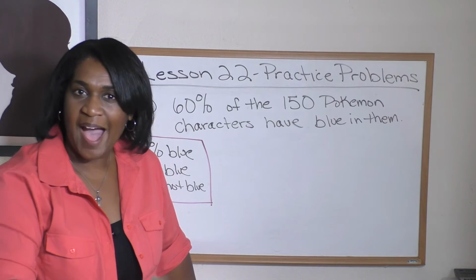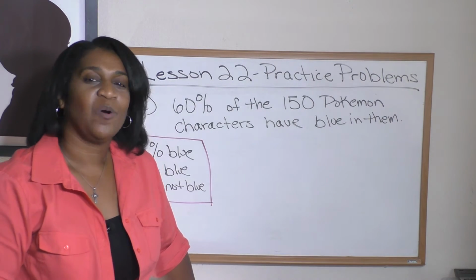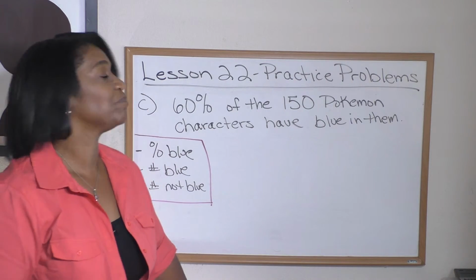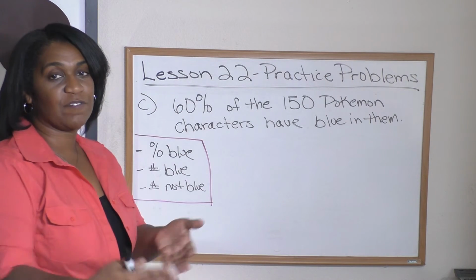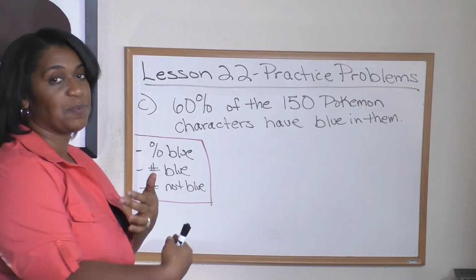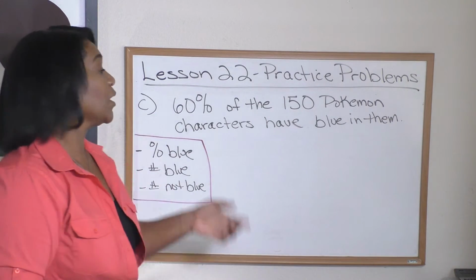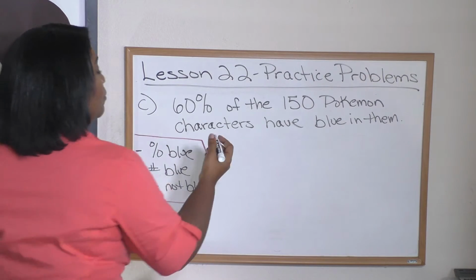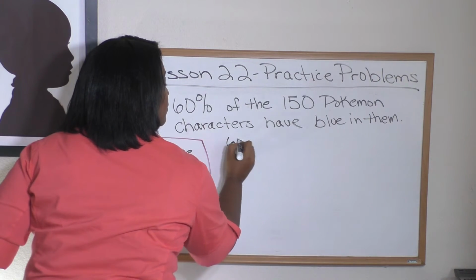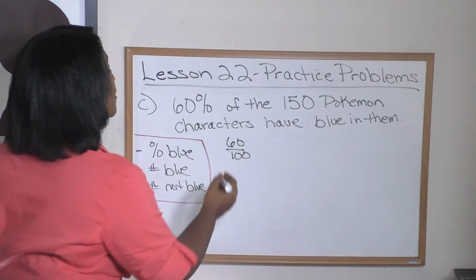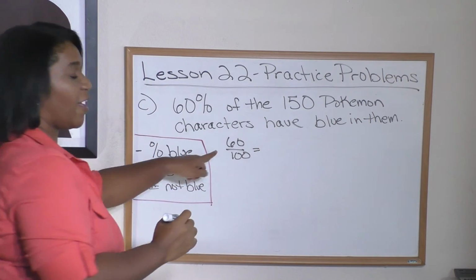Welcome back. How was it working on your problem? Well, let's take a look. I'm going to do the problem and let's have you check your answer. 60% of the 150 Pokemon characters have blue in them. So our first question is, what percent have blue in them? Remember, we take our 60, we put it over 100. Now, do we leave it like that? No, we simplify it.